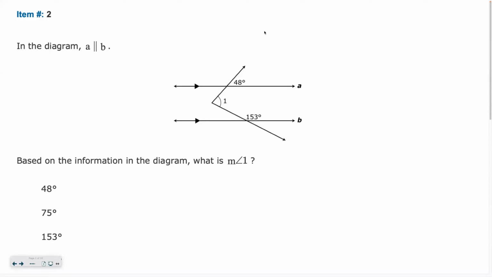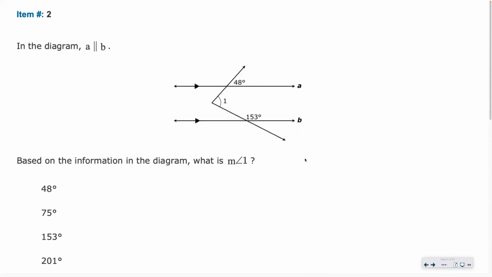Number two, in the diagram, what does this line mean? A is parallel to B. Based on this information, what is the measure of angle 1 that way? So I'm gonna let you think here for a moment.